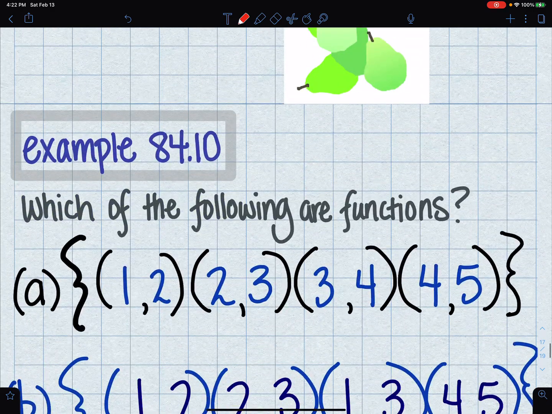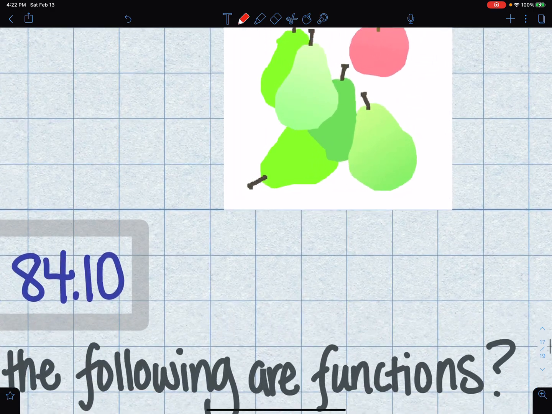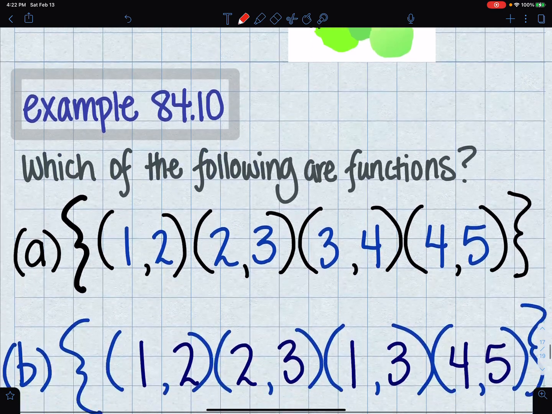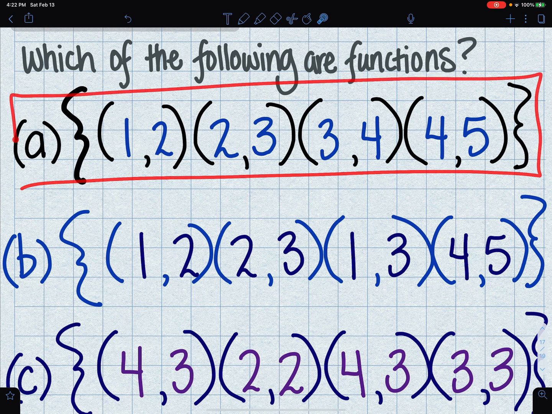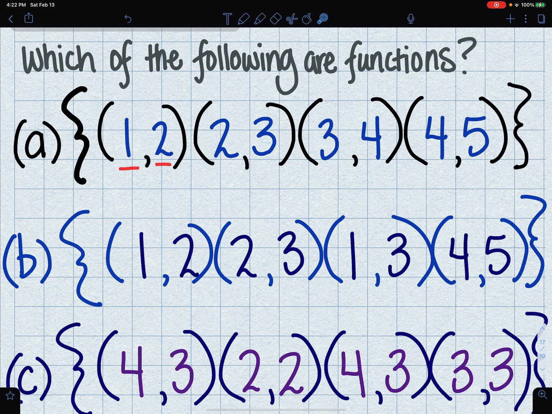All right, what about 84.10? We're going to look at some more pairs over here. No, not those pairs. These ordered pairs. Which of the following are functions? Whew. All right, we're going to be sick of looking at pairs after this. But let's look at A. So for now, we're going to focus on these ordered pairs. If you put in a 1, you get a 2. If you put in a 2, you get a 3.